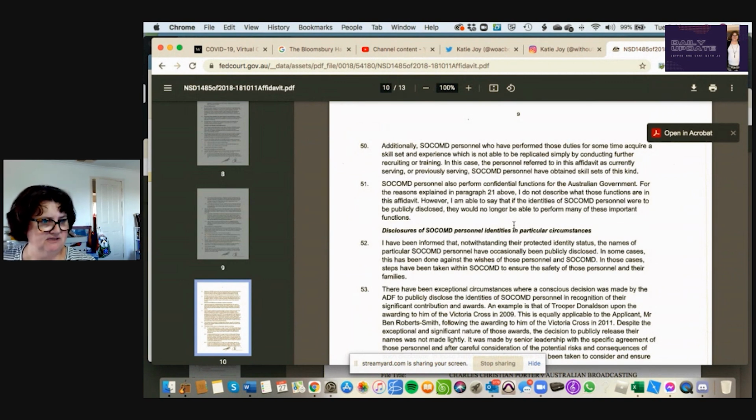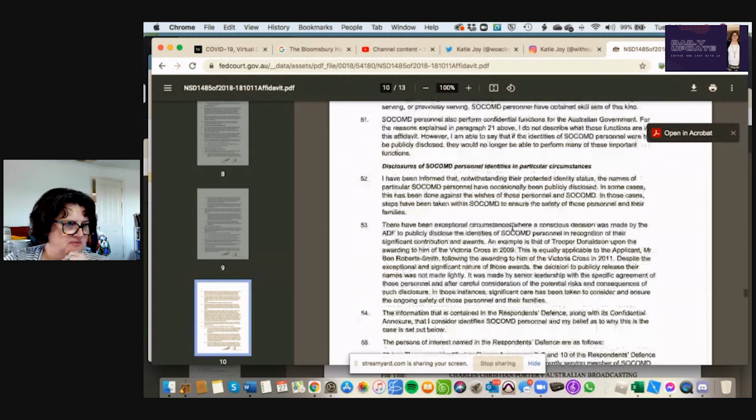In this case, the personnel referred to in this affidavit as currently serving or previously serving SOCOMD personnel have obtained skill sets of this kind. SOCOMD personnel also perform confidential functions for the Australian government. For the reasons explained in paragraph 21 above, I do not describe what these functions are in this affidavit. However, I am able to say that if the identities of SOCOMD personnel were to be publicly disclosed, they would no longer be able to perform these important functions.